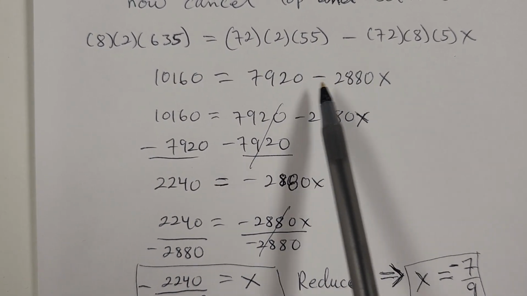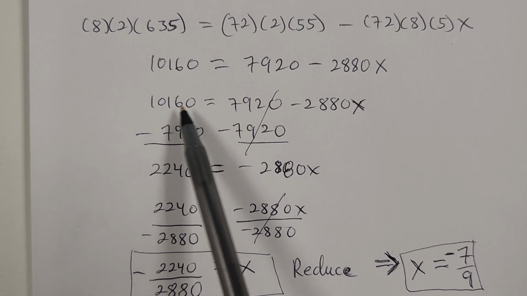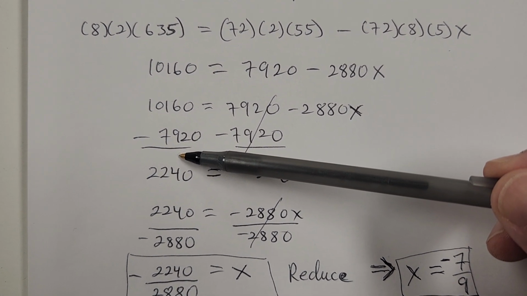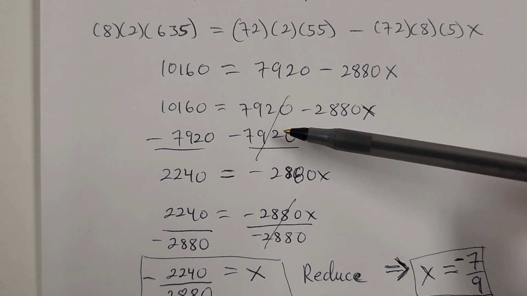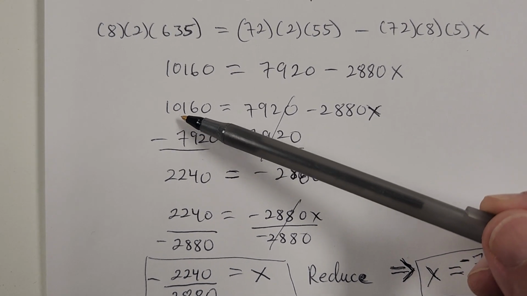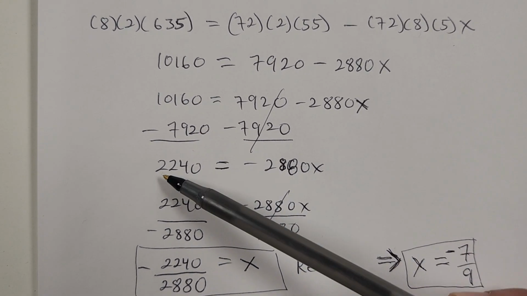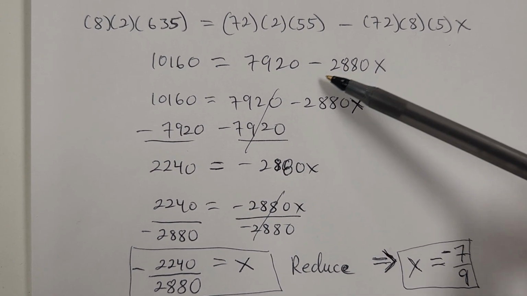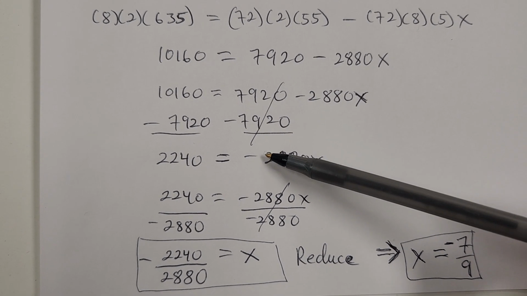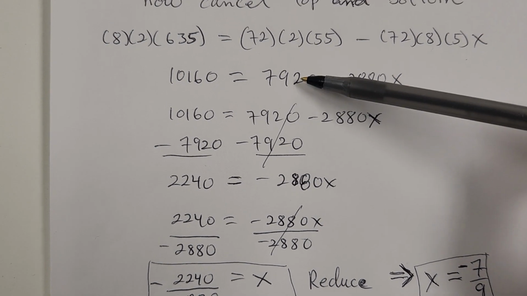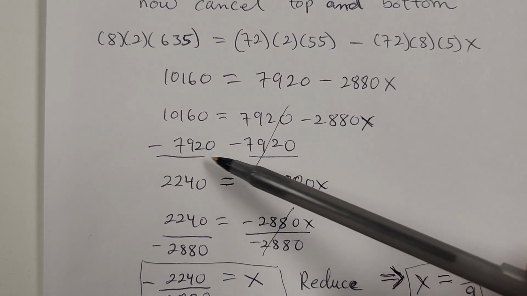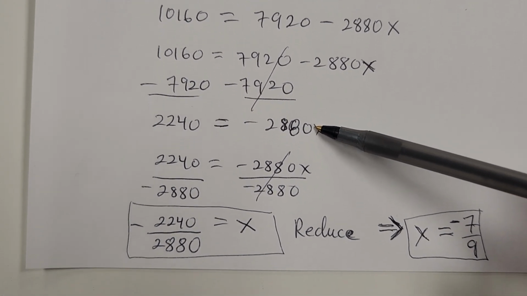What I did here, this line right here, I just rewrote it here so that you can see the step that is being applied. So I subtract 7920 to the left side, so that cancels out. 10160 minus 7920 comes out to be 2240. I haven't done anything to the 2880x, so bring it down. And don't forget the minus, make sure you bring it down. One more time, all I did was take the 7920 and subtract it to the left side. This is the work right here, which equals this line.